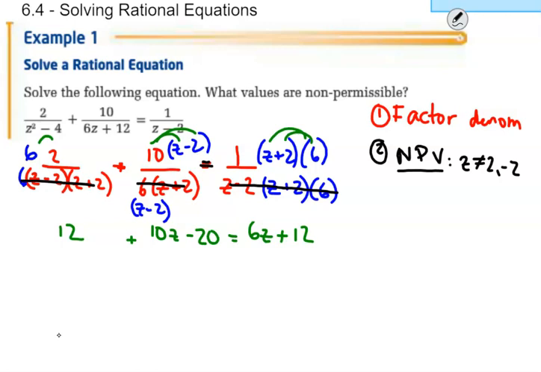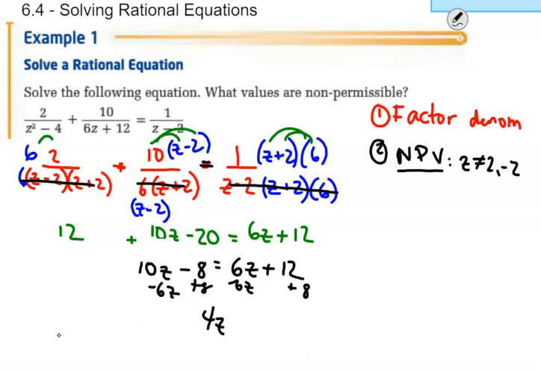So from here, we're just going to add our like terms together. So I have a 10z minus an 8 and a 6z plus a 12. I'm going to move my 8 over to be with my 12 and move my 6 over to be with my 10. So we're going to end up with a 4z on this side and a 20 on this side. Divide out your 4, so z is going to equal 5.